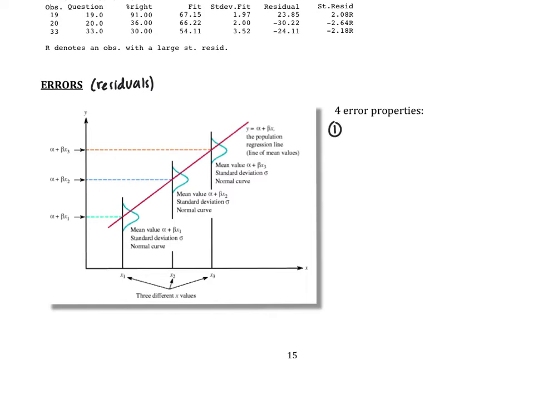The first property or assumption that you are going to check is that the errors have a mean of 0. Okay, how are you going to check that? You are going to look at a dot plot or a histogram of the errors. You will not be asked to construct this yourself. You will be given a dot plot or a histogram of the errors.